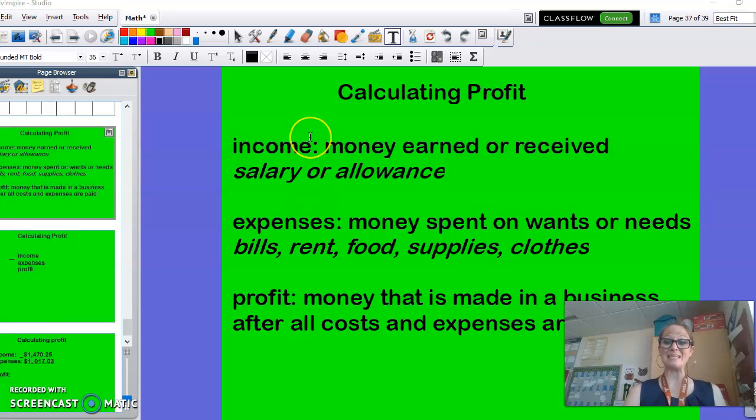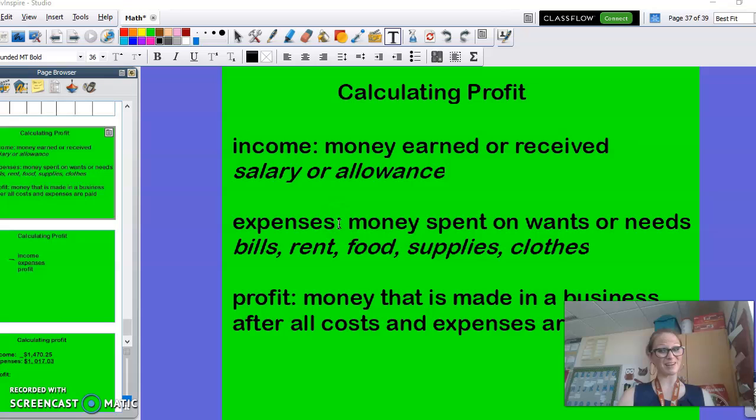So our first word is income. We've heard that before. Income is money earned or received. If you need to pause this video and make that note in your journal, please do that. So when we talk about income, we're talking about things like your salary, maybe your allowance. Maybe right now you don't have an actual job, but you do things around the house and your parents give you an allowance. That's income, all right? Any money that you earn or receive. If you get money for your birthday, that's income.